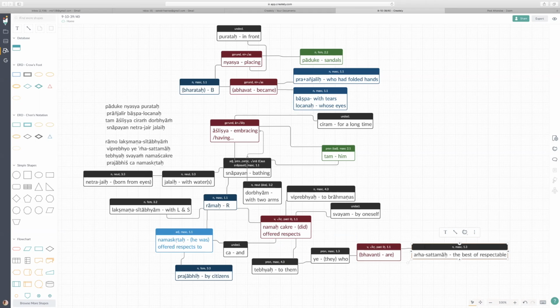Who the best of respectable? I don't know. Maybe in English it could work, but even in English you do say, who are the best of respectable? To them. In English, you often cut short the grammatical construction. But in Sanskrit, you always mention, like, those who, to them. In English, you just say, to them who were the best of respectable people. But Sanskrit is a bit more wordy in that sense.